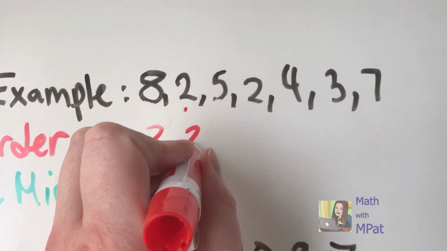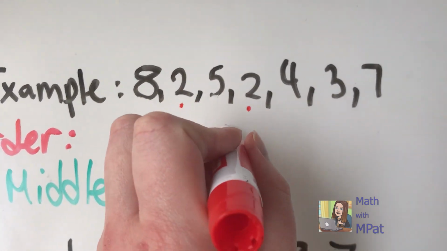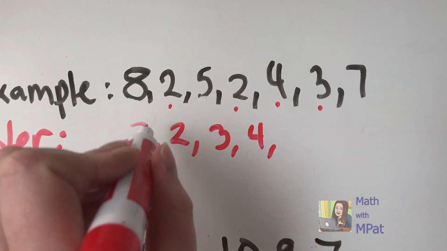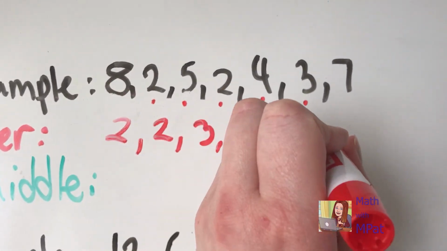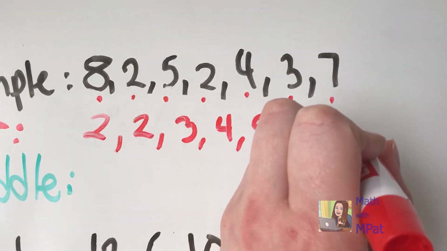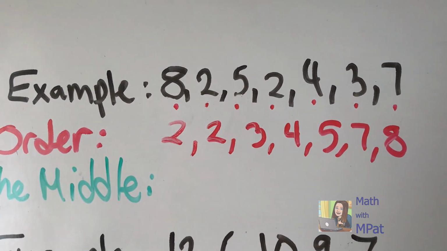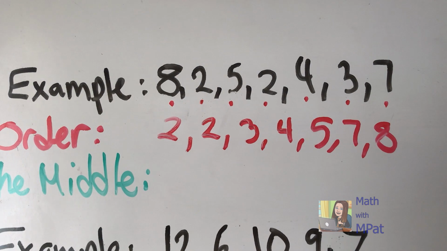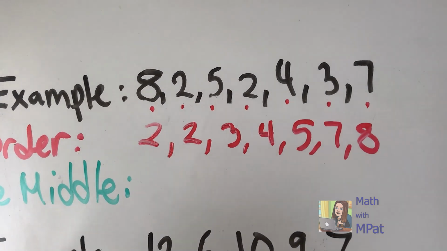2, 2, 3, 4, 5, 7, and 8. I've dotted the numbers to make sure I didn't lose track and made sure I kept all of them in the reordered set of data.